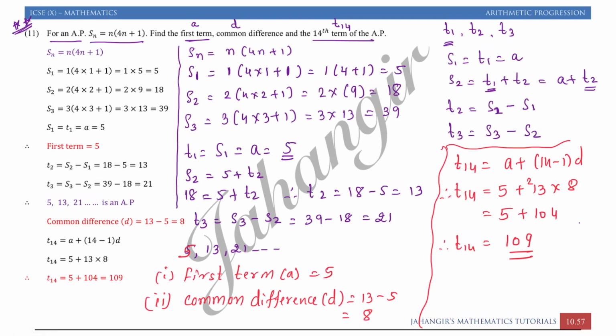Whenever a formula for the sum is given, whenever you have the sum of some equation, you can always find the sum of the first term, sum of the second term, sum of the third term. Then you can use the formula: T1 is always equal to S1, T2 is equal to S2 minus S1, T3 is equal to S3 minus S2. Just remember this formula, memorize it, it's a logical formula.